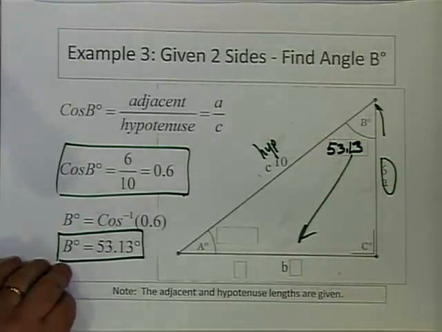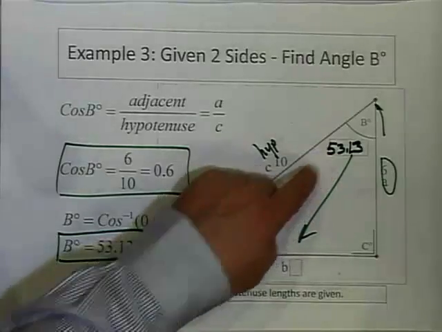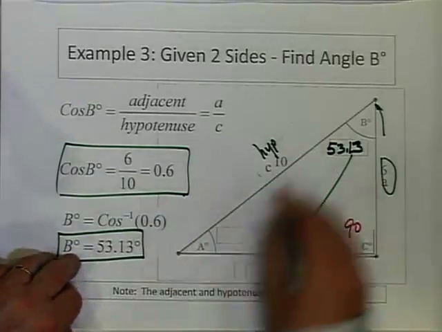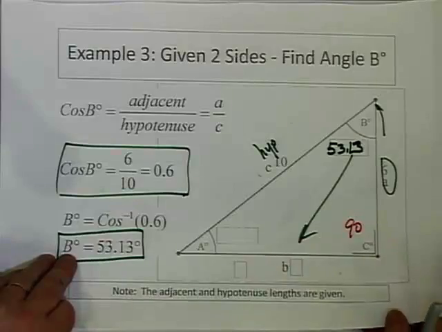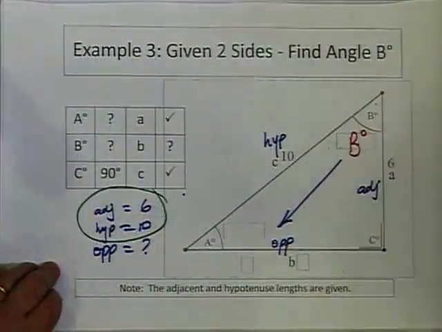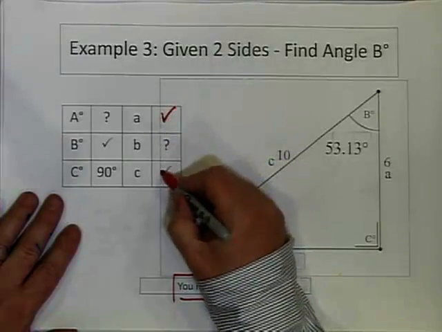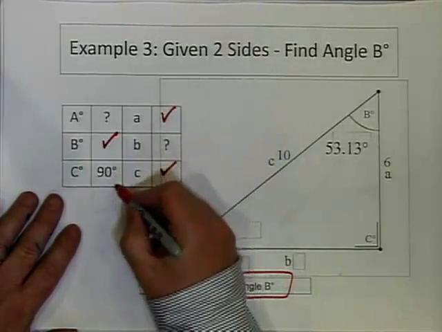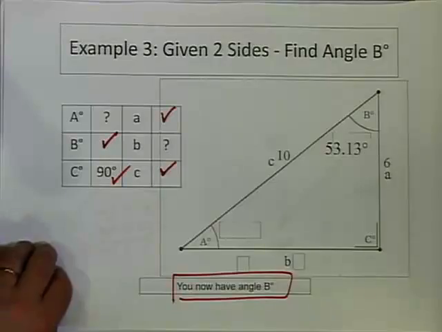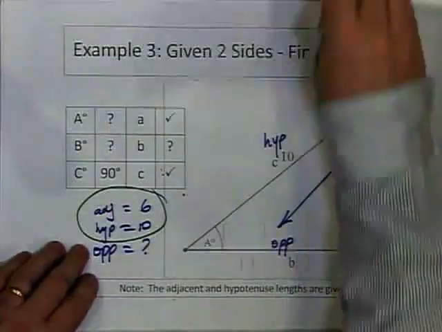Is that okay? If we know that angle, and we know the 90, we can get the other one by adding it to 180. So, finishing that example, we now know angle B, because we had the two sides. We've picked up the B and the 90. And we're making progress.